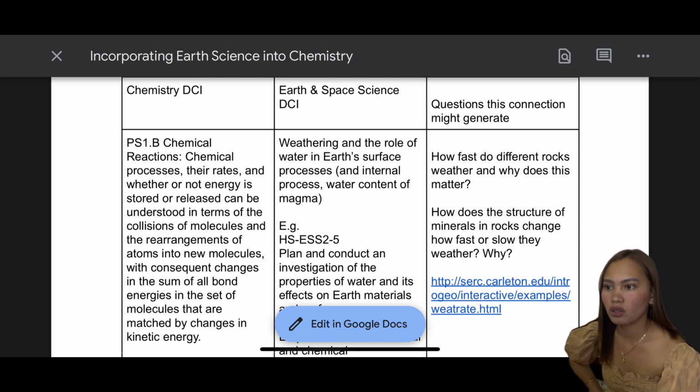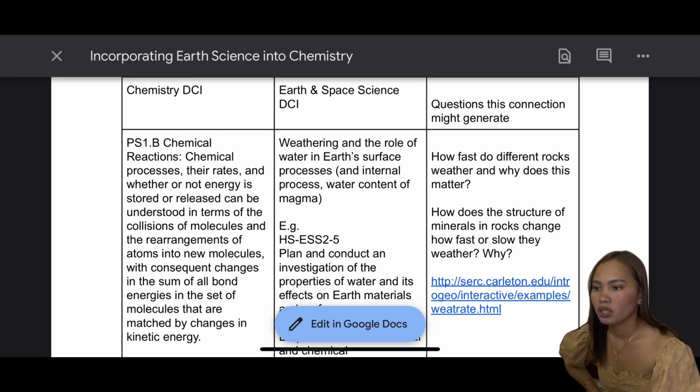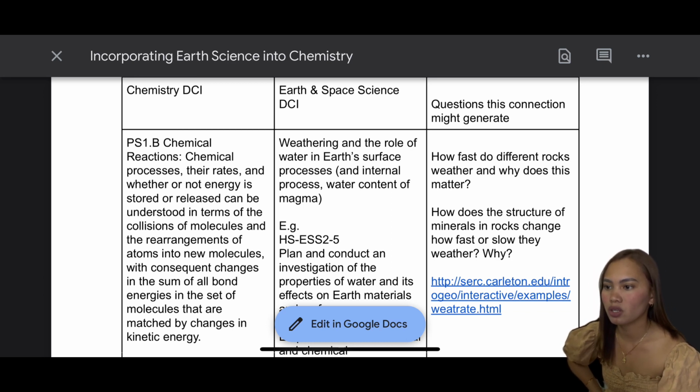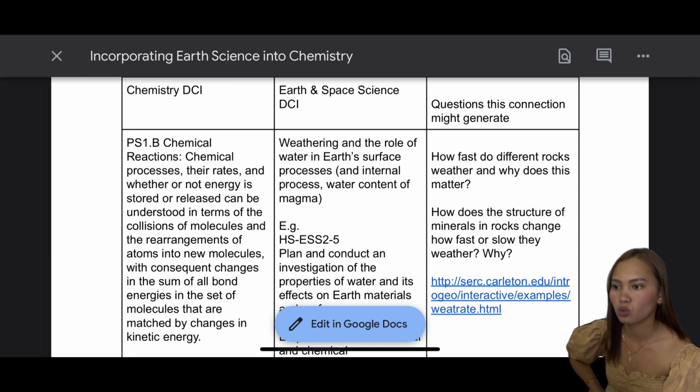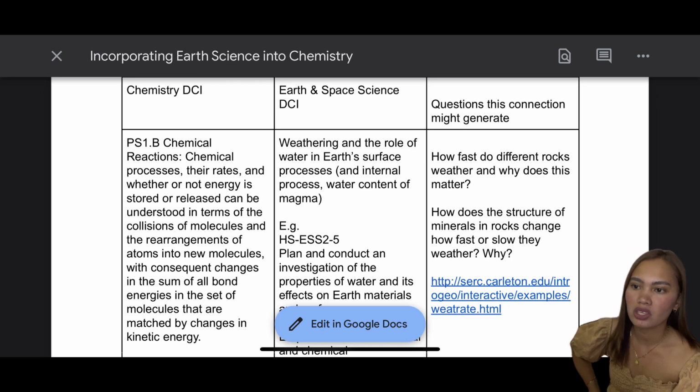The first, second, and third columns are the same. Here, chemical reactions, chemical processes, the rates, and whether or not energy is stored or released can be understood in terms of the collisions of molecules and the rearrangement of atoms into new molecules with consequent changes in the sum of all bond energies in the set of molecules that are matched by changes in kinetic energy. And in second column, weathering and the role of water in Earth's surface processes, an internal process, water content of magma. And these are the questions.